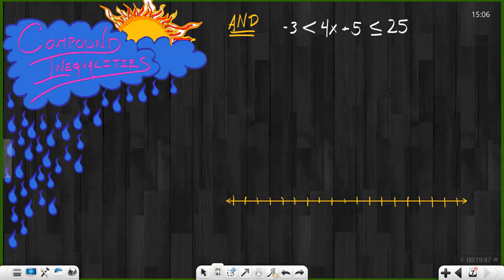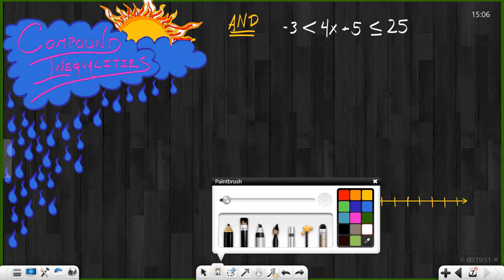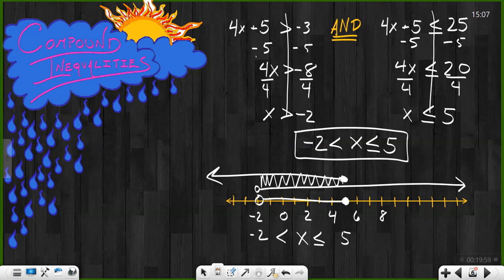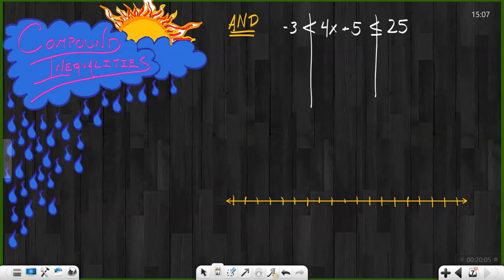So you could solve it that way, or I'm going to show you the other way to go about it now. Instead of that, I'm going to go ahead and just solve this as a compound inequality all at the same time. If you notice in the last problem, we ended up doing the same steps. We subtracted 5 in both, and we divided by 4 in both. So we're going to focus on what's inside here, 4x plus 5.